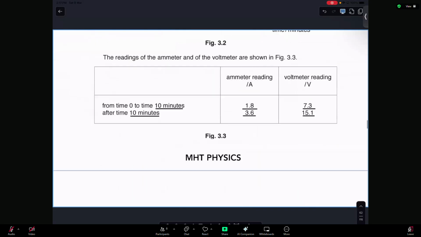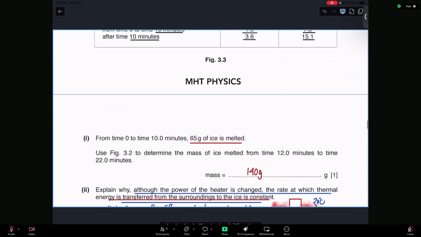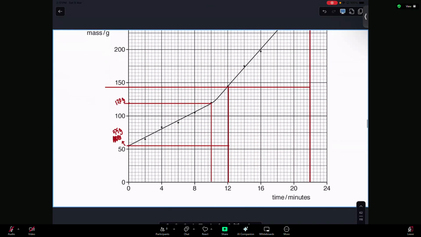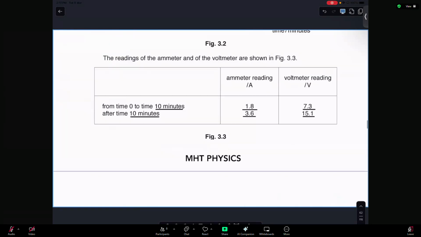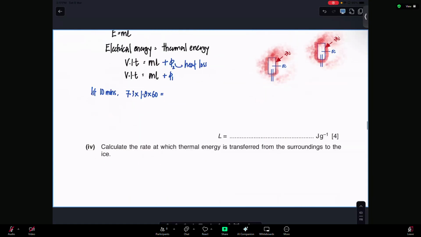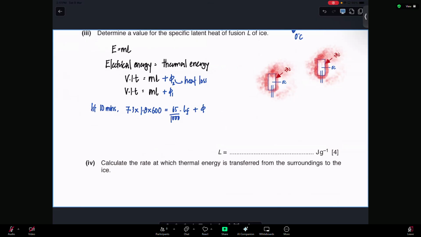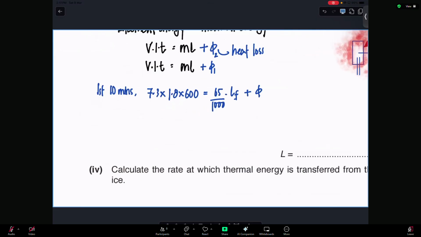So we were finding the mass here. Use the figure to determine the ice melted from 12 to 22 minutes. 65. First 10 minutes, 65, right? Oh, sorry, 600. You're right. So it will be 600, our mass is 65 grams divided by 1000 into latent heat of fusion, plus what will this be? Phi. We don't know phi. And the phi is the source of what in this experiment? Error.